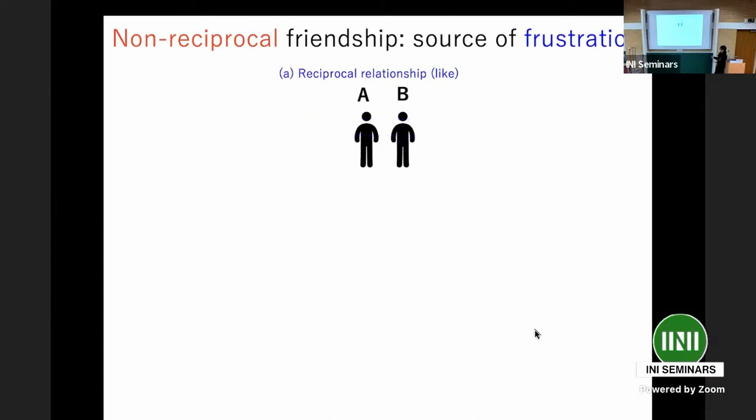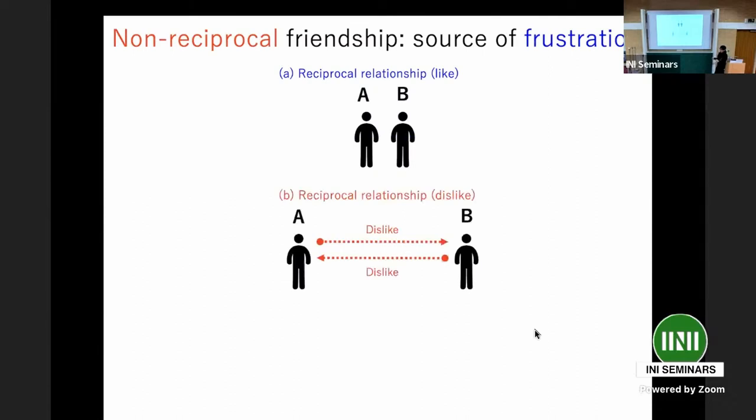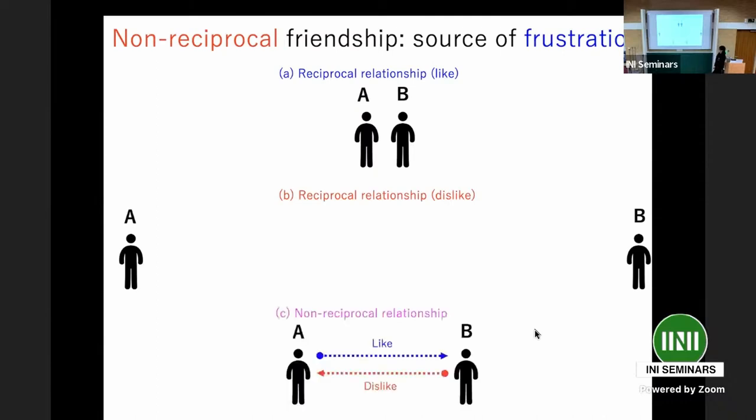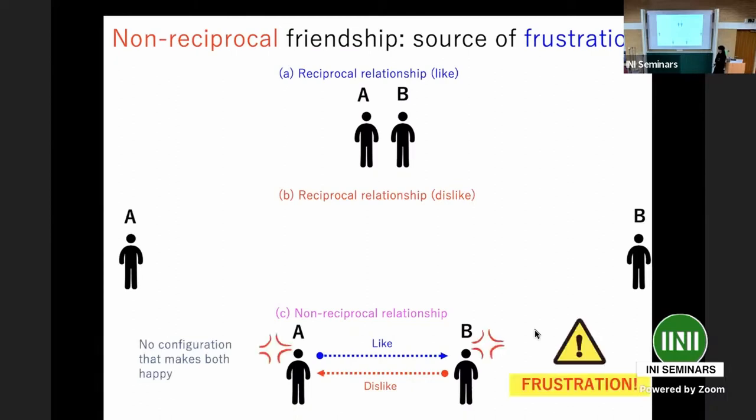Well, you might say that when they dislike each other, that might be a source of frustration, but that's not really true because there's a clear solution: when they don't talk to each other, both of them are not unhappy. But the real problem happens when a non-reciprocal relationship arises, when A likes B but B dislikes A. Then there's no configuration that can make both of them happy, and this is nothing but frustration.